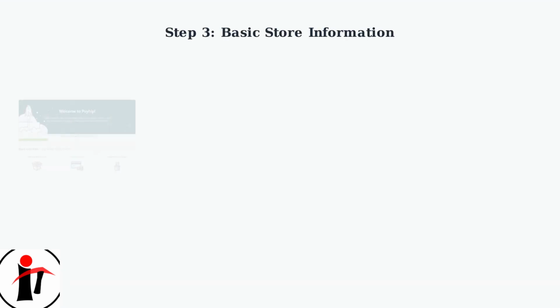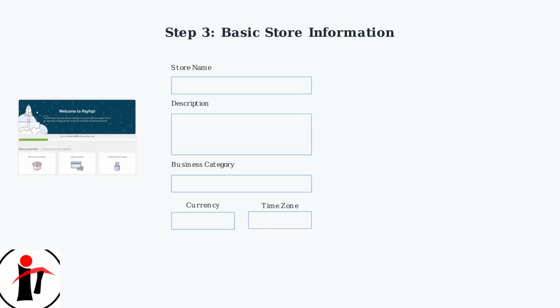Now you'll set up your store's basic information. Enter your store name and write a clear description of what you sell. Select your business category from the drop-down menu. Choose your preferred currency and set your time zone for accurate order processing.